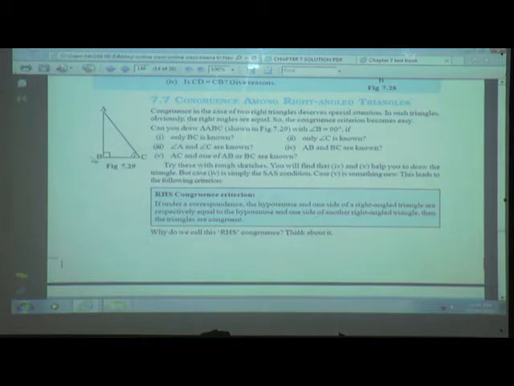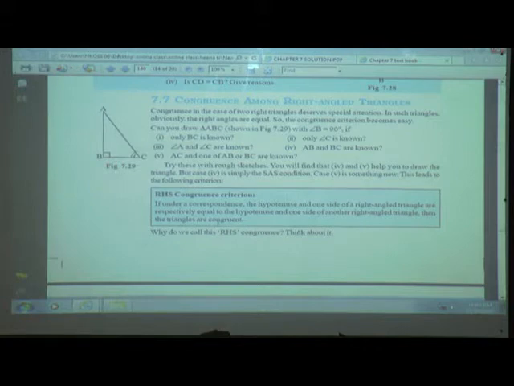In a right angle triangle, one of the angles will always be 90 degrees. So what is the criterion of RHS, that is right angle, hypotenuse, side correspondence? If under a correspondence the hypotenuse and one of the sides of a right angle triangle are respectively equal to the hypotenuse and one side of another right angle triangle, then the triangles are congruent.